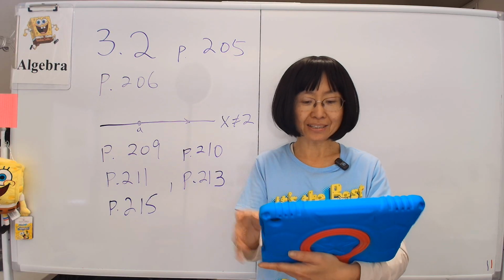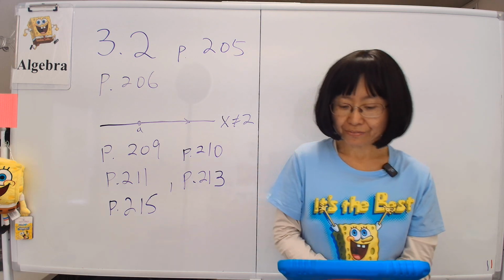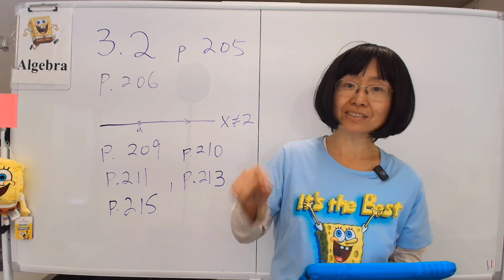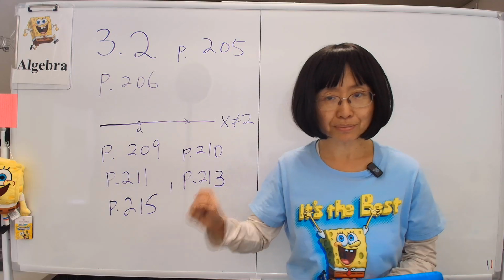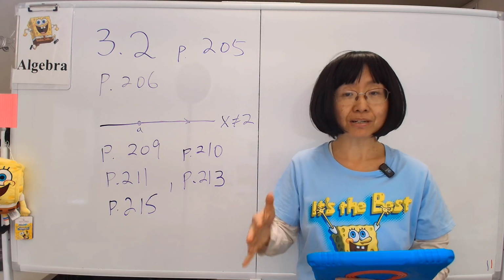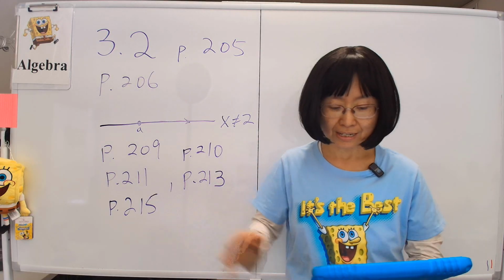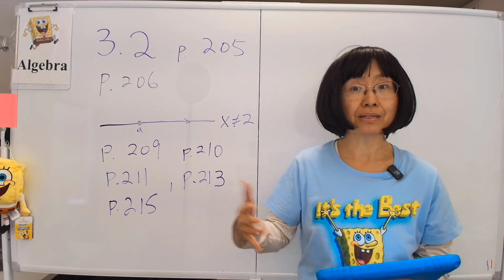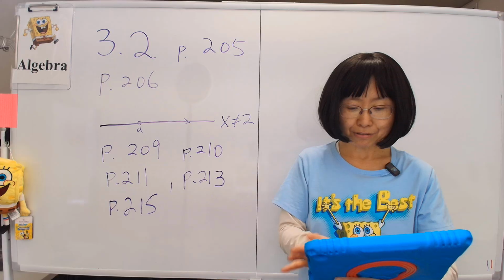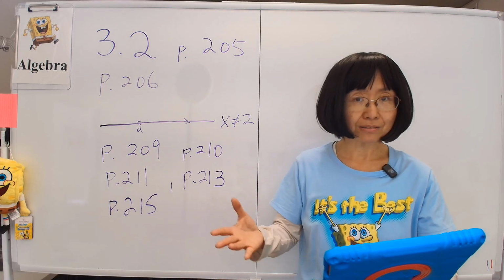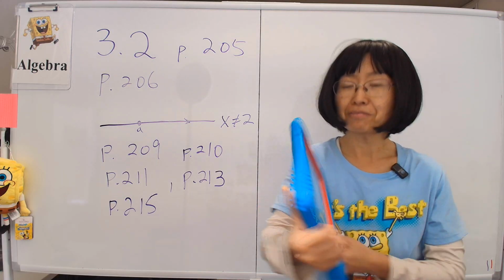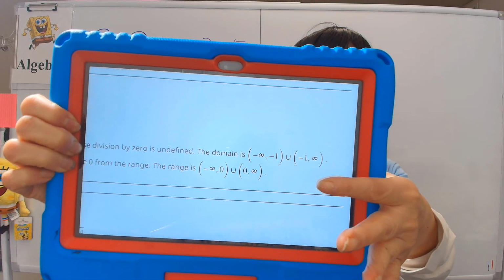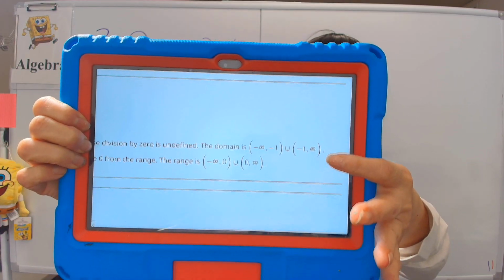Next, example 9, where f of x is 2 over x plus 1. Now, first you see the fraction. The first thing you think of is that the denominator cannot be 0. So x plus 1 cannot be 0. Everything else is good. That means x cannot be -1. That would be the domain, which is x is not equal to -1, or you can write it the long way: from -infinity to -1, union -1 to infinity.